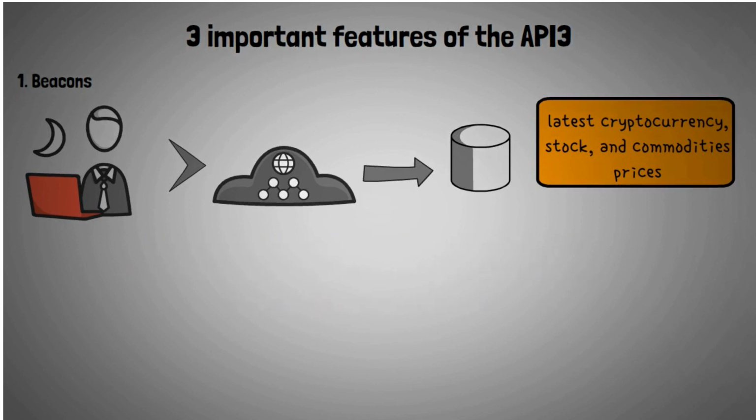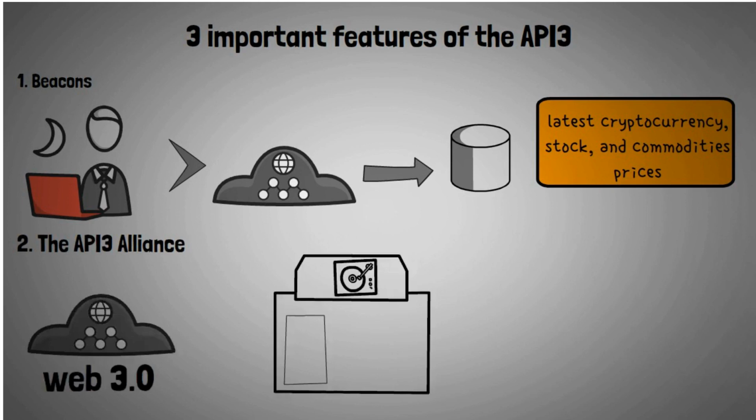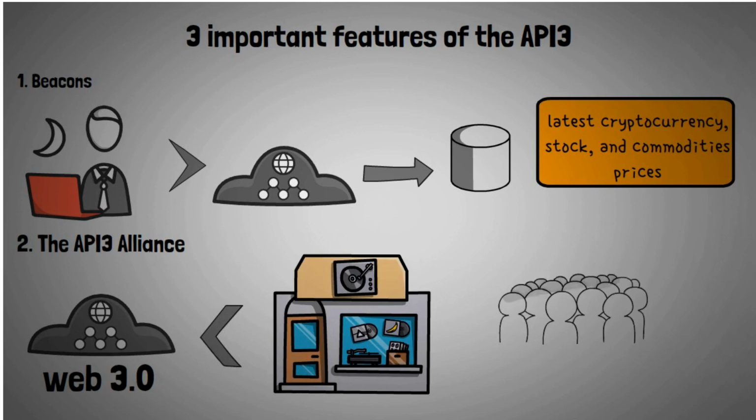Second is the API3 Alliance. Web3 is the biggest growth opportunity for businesses since the World Wide Web. But it's been difficult for traditional businesses to access. The API3 Alliance changes that. The API3 team believes that by joining the API3 Alliance, you will be part of the next iteration of the internet before it gets crowded.